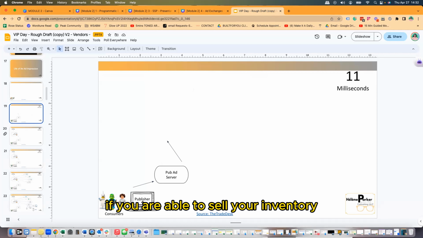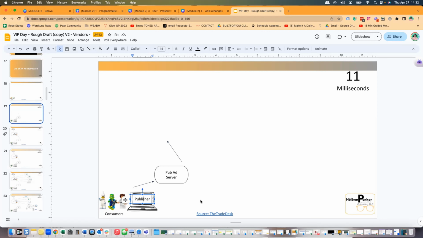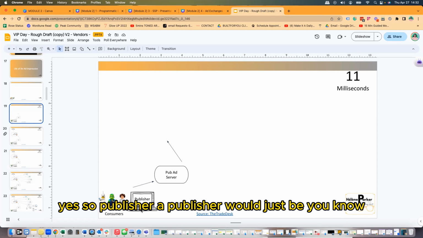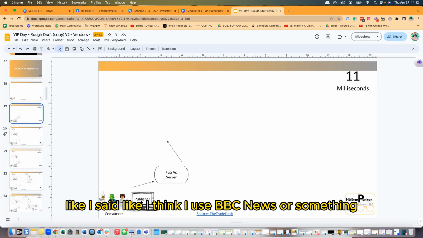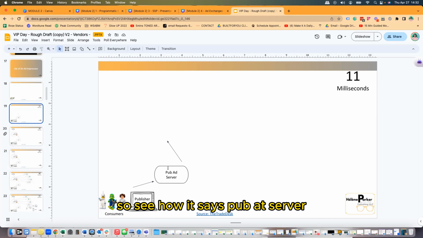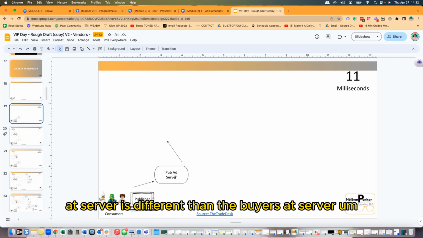And so you're a publisher if you're able to sell your inventory, whether it's app-based or site-based, whether it's newsletter-based, you name it. If it's a spot on the interweb, you can sell that. Make sense? Yes. So a publisher would just be, like I said, I think I used BBC News or something. So see how it says pub ad server, because the publisher ad server is different than the buyer's ad server.